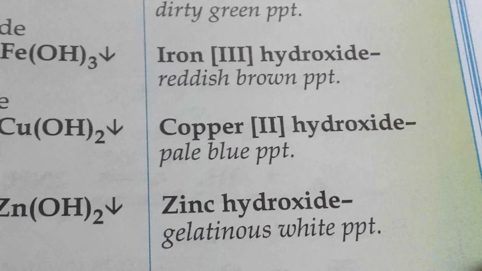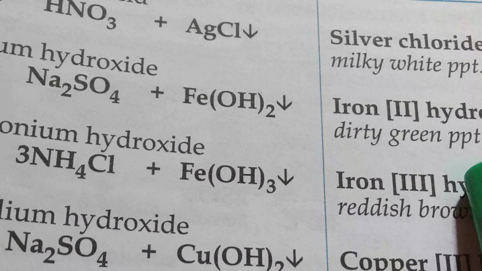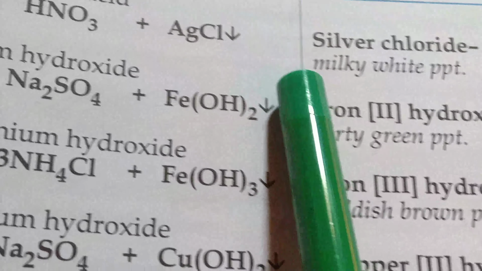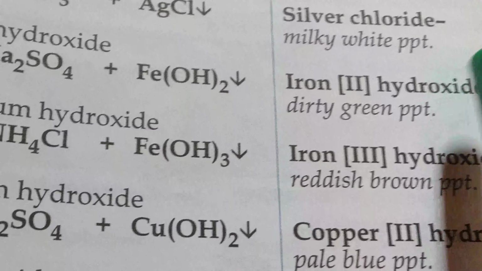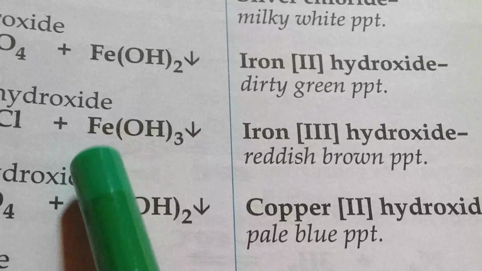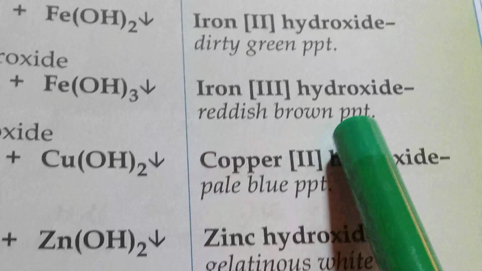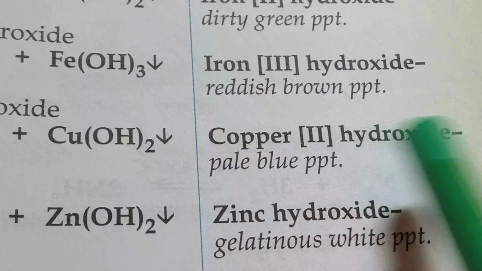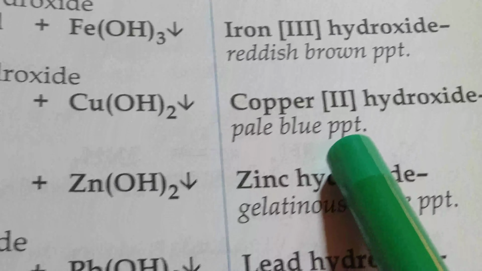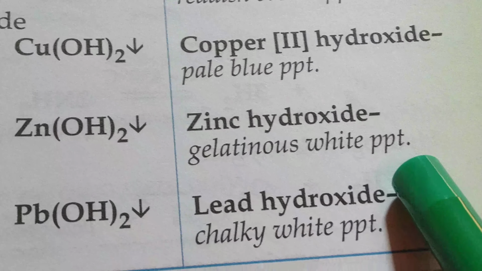So students, you have to learn the color of each particular precipitate after the chemical reaction. Suppose AgCl, what is the color? Milky white precipitate. Same way, iron 2 hydroxide is a dirty green precipitate. Iron 3 hydroxide, what will be its color? Reddish brown precipitate. Same way, copper 2 hydroxide is a pale blue precipitate, whereas zinc hydroxide is a gelatinous white precipitate.